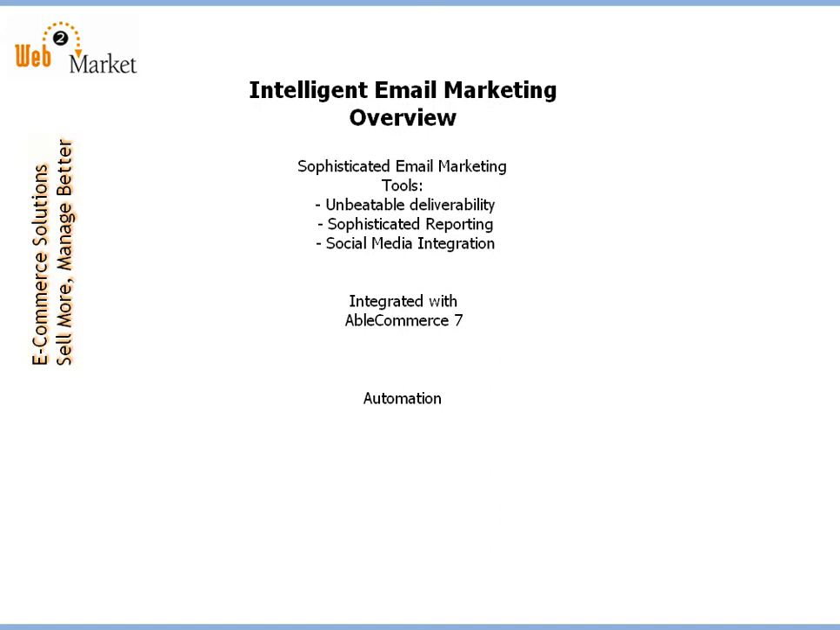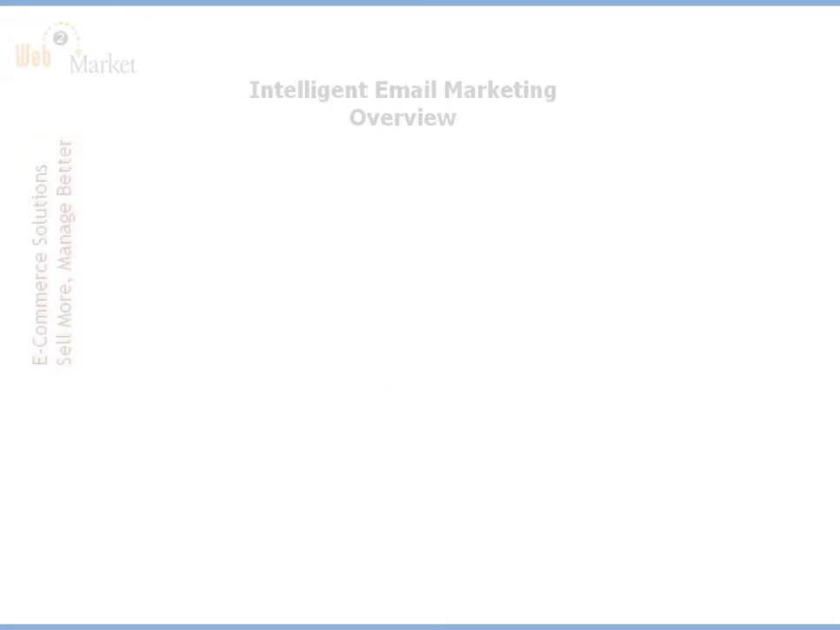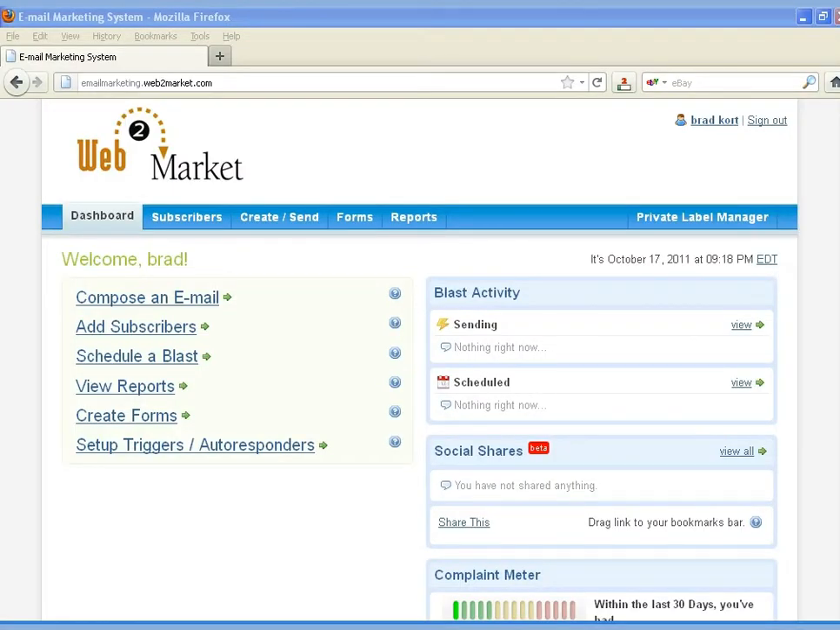Let's take a quick overview of the system and then we'll go ahead and get into actually creating an email message and sending one. This is our Intelligent Email Marketing Dashboard. From here we can manage our subscriber lists, create and send messages, create reports, manage our social networking, set up triggers and autoresponders, and more. We won't have time to cover all of that today, but we can certainly do that individually if you'd like to just ask us for further details.